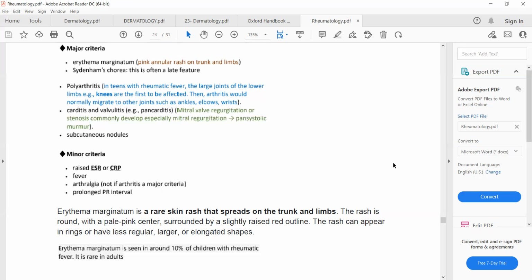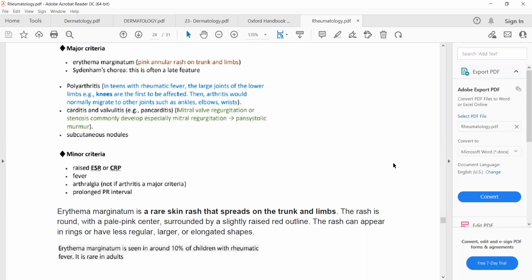So if someone with rheumatic fever has a pansystolic murmur in the mitral area, then it will be mitral regurgitation. And if a mid diastolic murmur, then it will be mitral stenosis. Another major criteria is also related to skin, that is subcutaneous nodules.